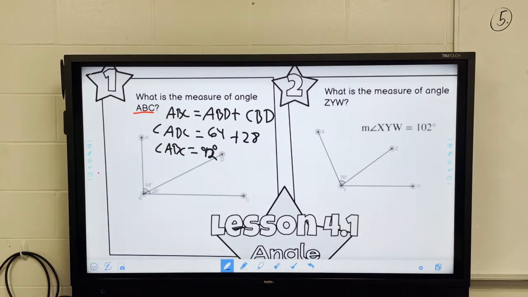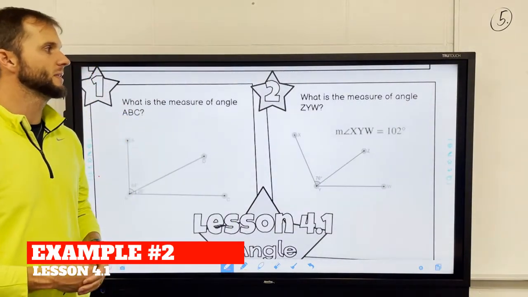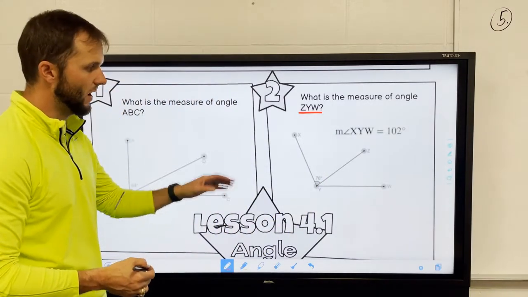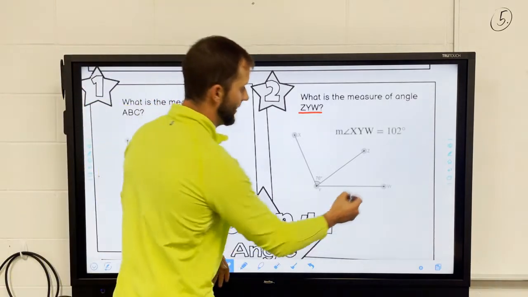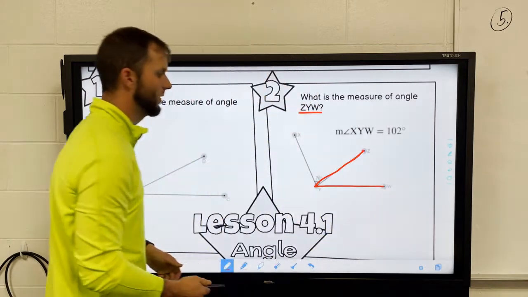All right, so let's jump over to example number 2. Looking at example number 2, it's asking what is the measure of angle ZYW. Again, I'm going to follow my points here and find out what angle I'm trying to find. So Z, Y, to W is what I'm trying to find.